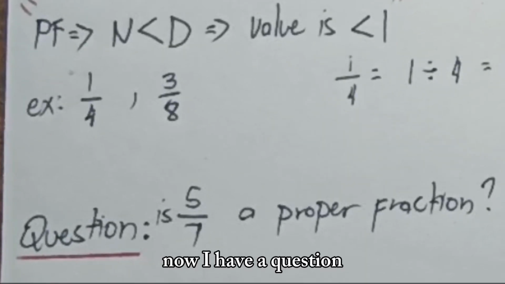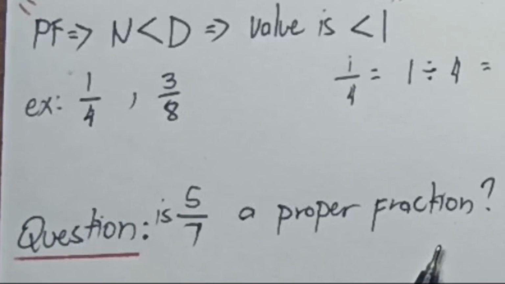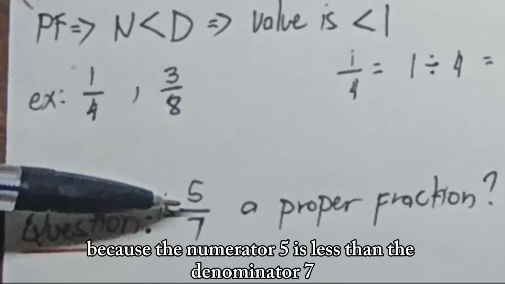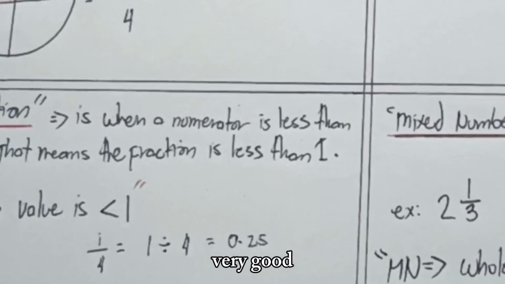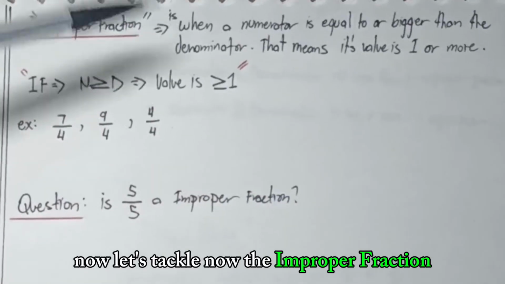Now, I have a question. Is 5/7 a proper fraction? What do you think? Yes, it is a proper fraction because the numerator 5 is less than the denominator 7. Very good. Now, let's tackle the improper fraction.